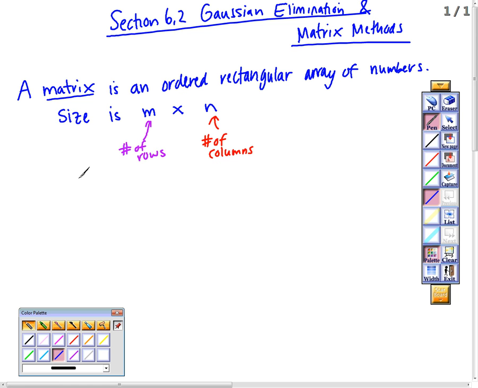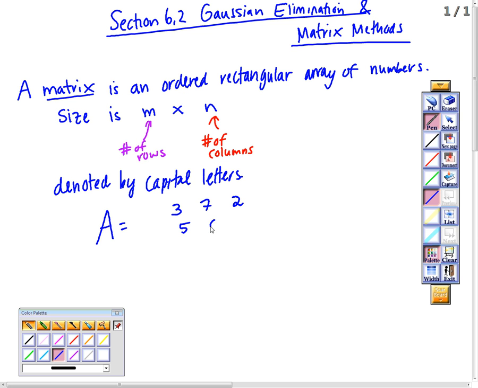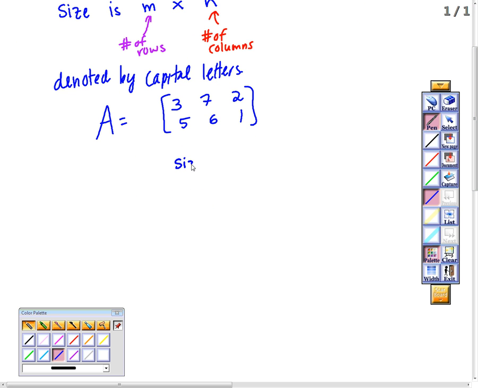Okay, it's denoted by capital letters. Matrices are. So like if I have A equals 3, 7, 2, 5, 6, 1, what size would it be? Rows by columns, it would be a 2 by 3. Okay? There are 2 rows and 1, 2, 3 columns. Do we see that? Yeah? Okay.